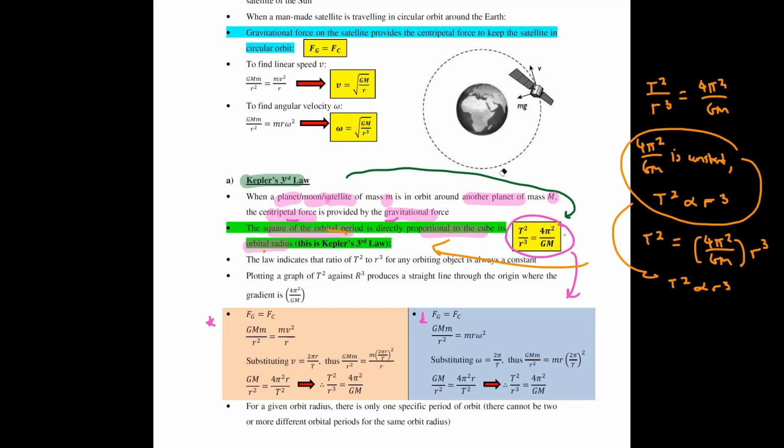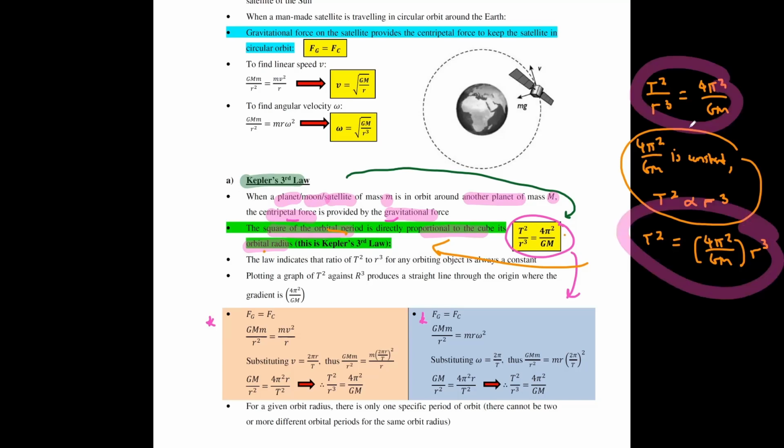Now, specifically, one of the things about Kepler's third law is also this. If you rearrange the equation from here to this one, you will see that this equation can actually be approximated to a straight line equation, where the y-axis is T squared, the x-axis is r cubed, and then the gradient is going to be 4 pi squared over GM.